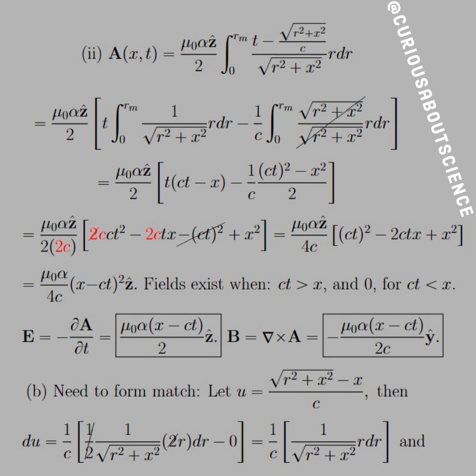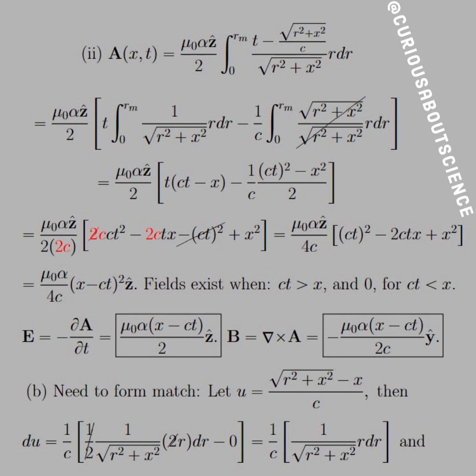But with that, let's just go ahead and be careful to cancel away. And then what we see here is that it looks like the square form. So we factor it out. And so what we say is that the potential here is mu naught alpha over 4c times x minus ct, the whole thing squared in the z hat direction. Again, fields only exist where ct is greater than x and 0 for ct less than x.